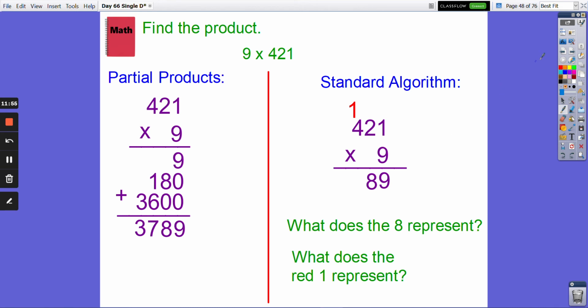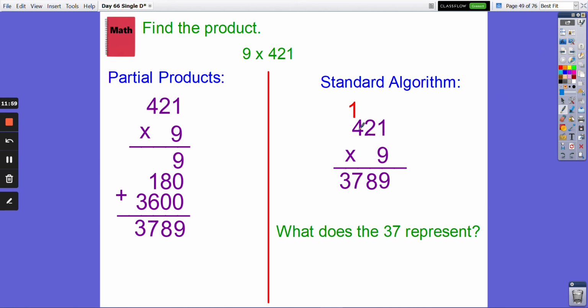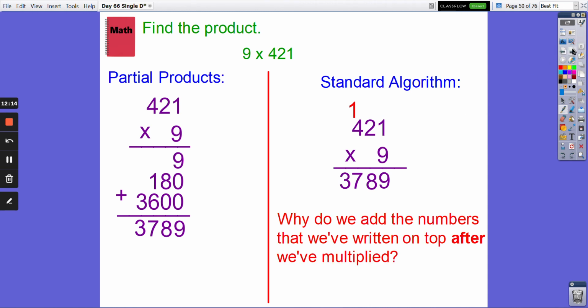Okay, let's keep going. Multiplying the next place value, 9 times 4 gives me 36. But it represents 36 hundredths. 36 hundredths plus 1 hundred gives me 37 hundredths. Why do we add the numbers at the top that we've written after we've multiplied?